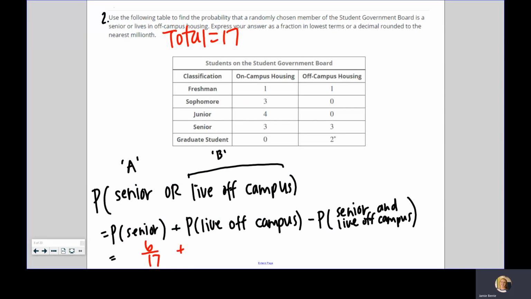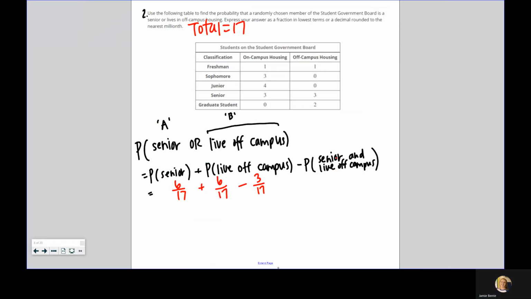Let's see how many people live off campus. Let's see, 1 freshman, 3 seniors, and 2 graduate students. So that's 1 plus 3 is 4, plus 2 more would be 6. All right, so again, that's another 6 out of 17. Subtract off the people who are seniors and live off campus. There were 3 out of 17 who were seniors and live off campus.